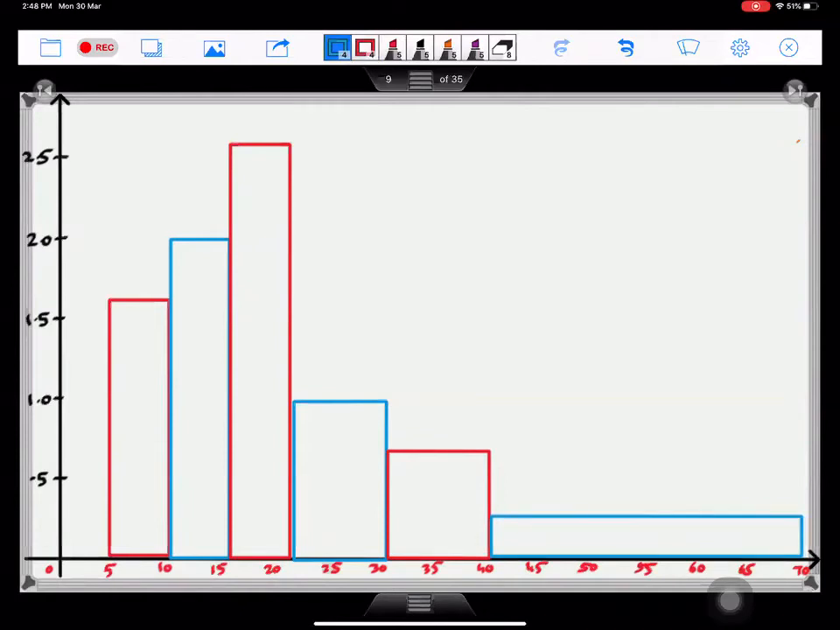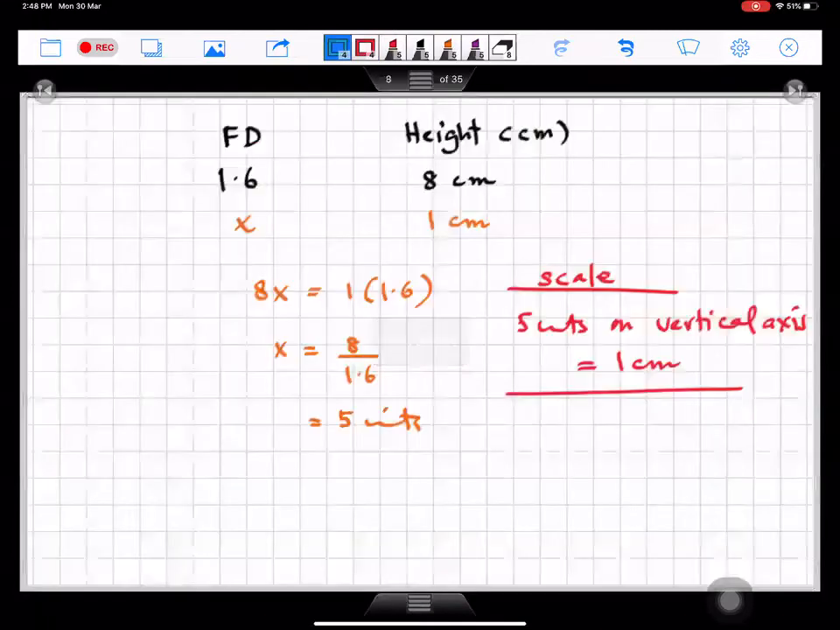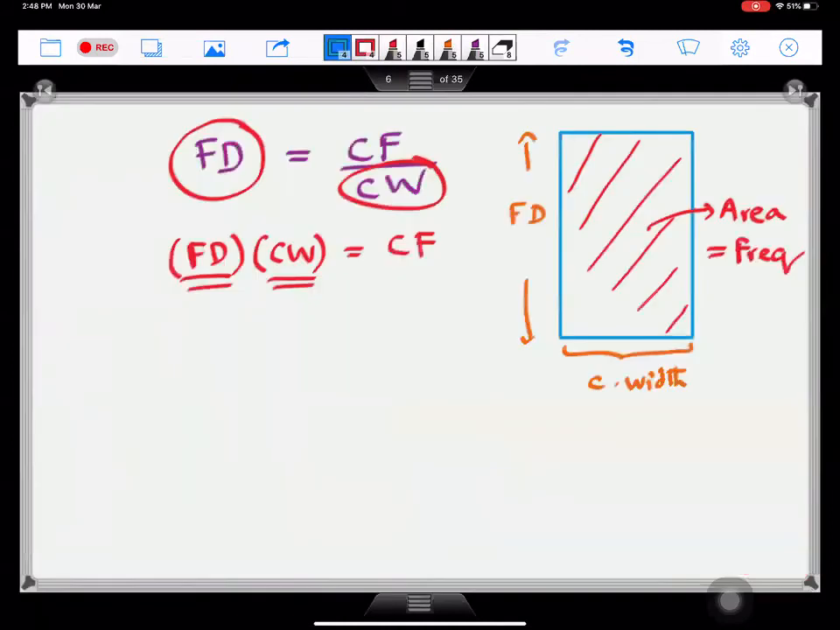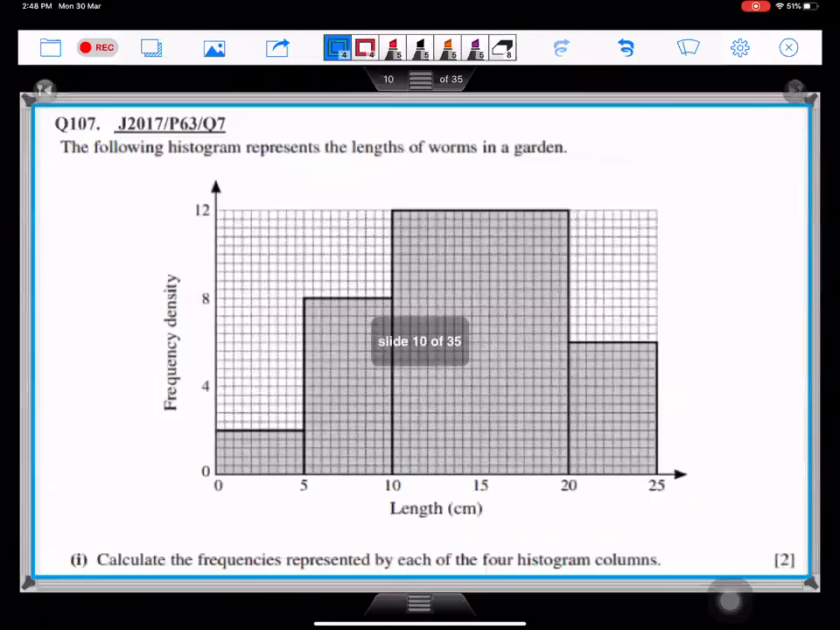So that's how the histogram is drawn. Frequency density on the vertical axis, and on the horizontal axis, you have the boundaries. Now, this thing is done. The scaling part is understood. Now, let's look at this question.